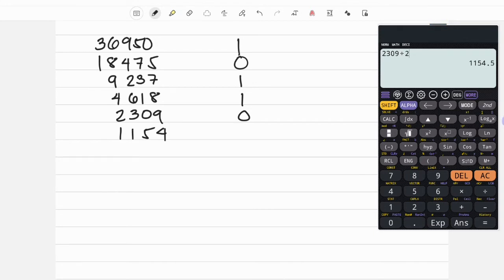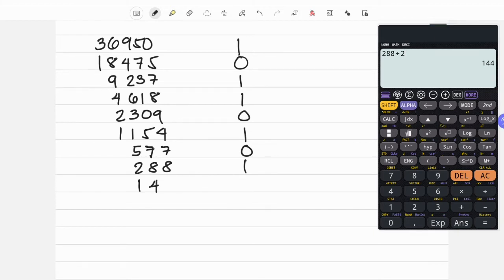1,154, and since we have a remainder, that is 1. So 1,154 divided by 2 is 577, and we have no remainder, so that is 0. And 577 divided by 2 is 288, and we have a remainder, so that is 1. And 288 divided by 2 is 144.